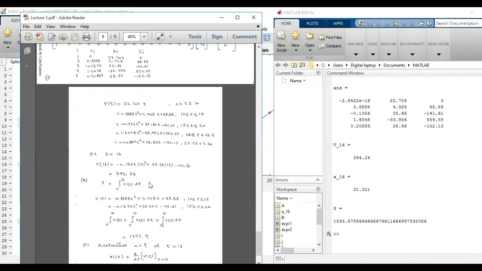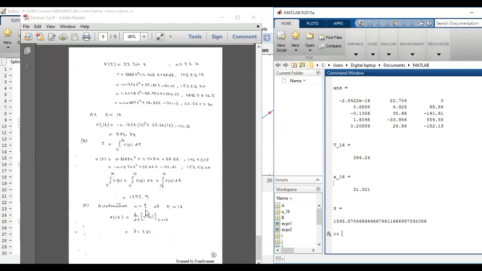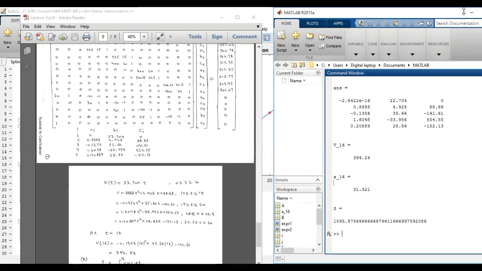And in the second part, the value of the velocity at t is equal to 16 is 394.24. So this is the same value that I have calculated using the MATLAB algorithm. And in the next part, acceleration is calculated to be 31.321. And the distance covered from t equal to 11 to 16 is 1595.9. So this is 1595.9. So all the values are in good agreement.